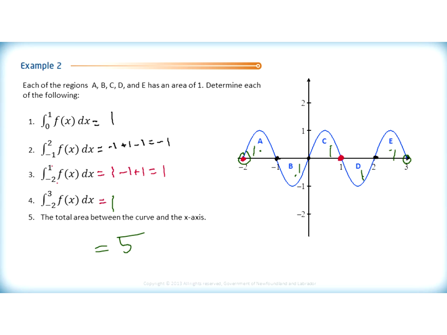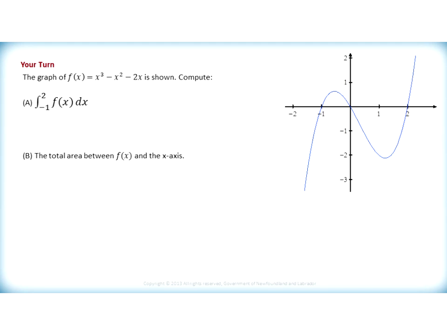Okay, fun stuff. Let's take a look at what's coming down the pipe, and I believe it's the your turn question. Okay, so this one's a little bit similar to the first example that we did, except they haven't got that nice symmetry where the two areas are the same, so you actually have to go and compute them both. So it says the graph of f of x equals x cubed minus x squared minus 2x is shown here. Compute the integral from -1 up to +2 of f of x dx.